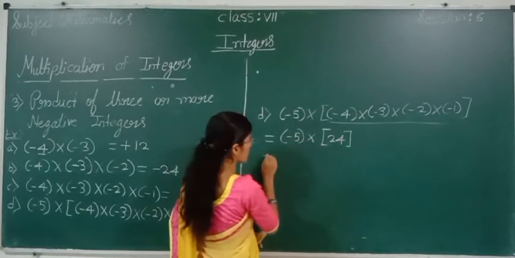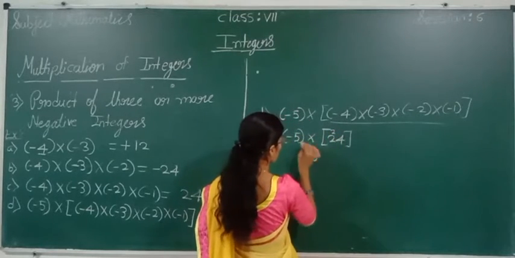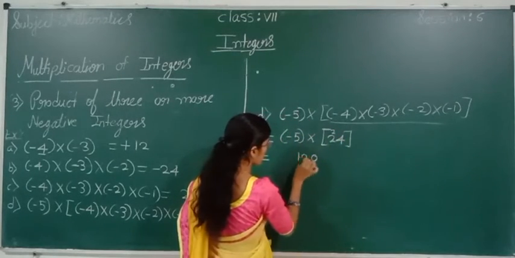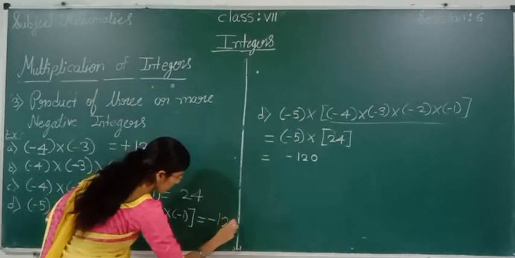Now see what is 24? 5 4s are 20, 5 2s are 10, 11, 12, minus 120. Here we got the answer minus 120.